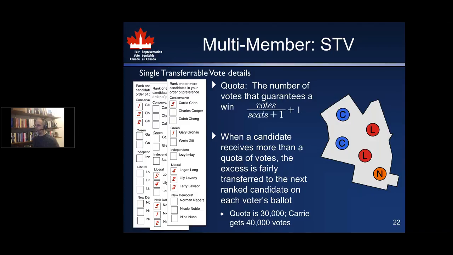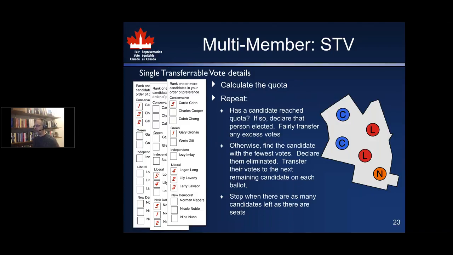So the way single transferable vote works, once you've got the quota, is you repeatedly ask the question, has a candidate reached quota? If so, declare that person elected. They have enough votes, and fairly transfer any excess votes they might have. If no one's reached quota, then find the candidate with the fewest votes and declare that person eliminated. They can't win. Transfer their votes to the next remaining candidate on each ballot.